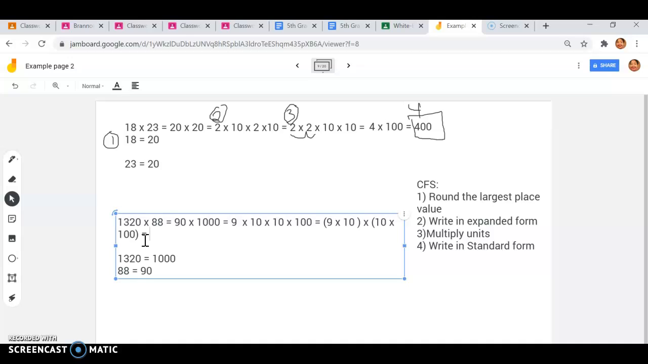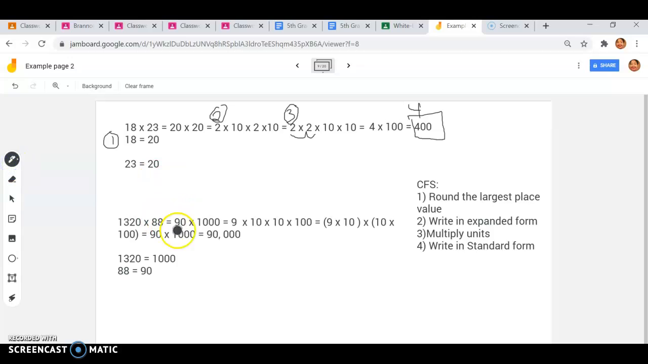And then we're going to step number 3, multiply those units. So we know that 9 times 10 gives us 90. We know that 100 times 10 gives us 1,000. Okay. And then when we multiply it all together, that's going to give us 90,000. 90,000 as our estimate. So then our final answer is going to be 90,000.